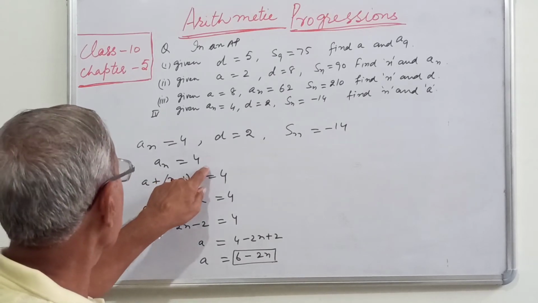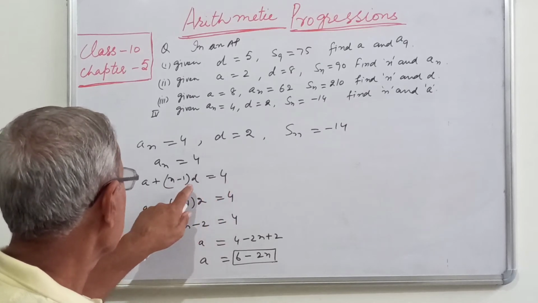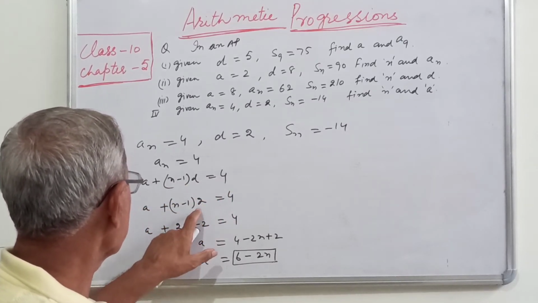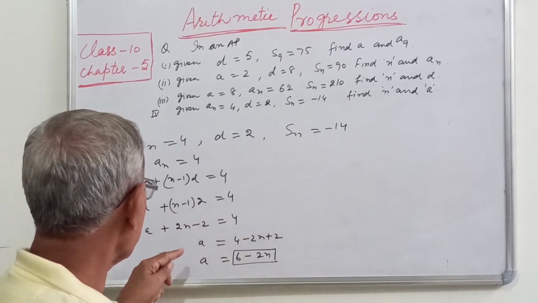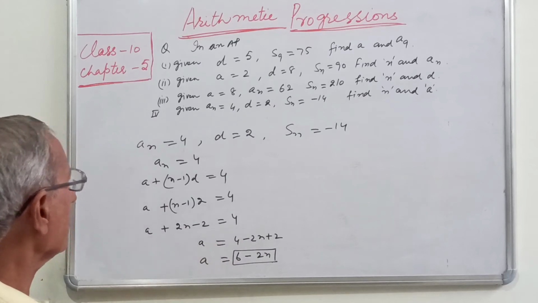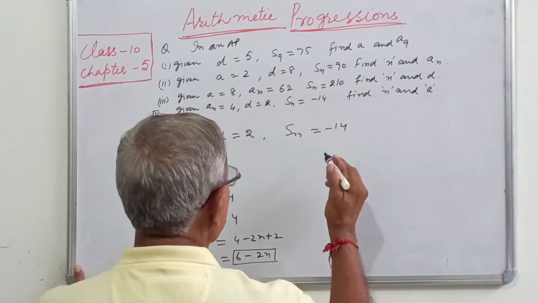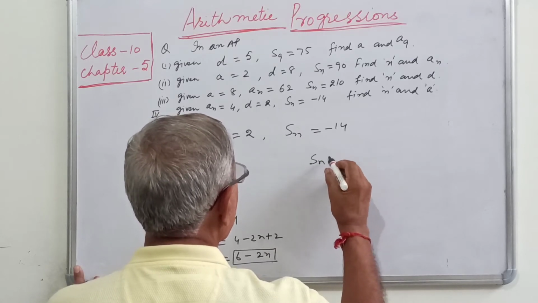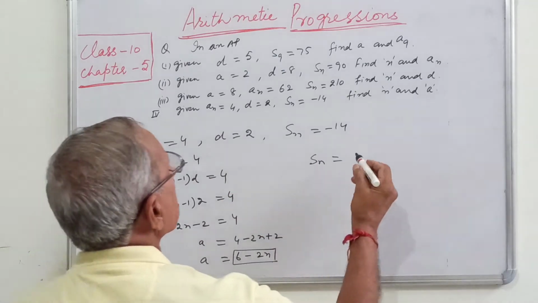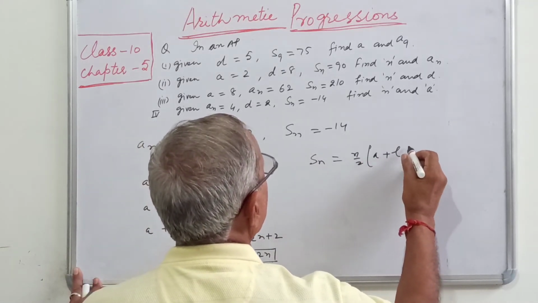an is equal to 4. So a plus n minus 1 into d. So d is 2. So 2 into n, 2n minus 2. So 2 को इधर ट्रांसफ़र किया तो ये हो गया 6. 2n माइनस हो गया तो वैल्यू ऑफ a इज 6 माइनस 2n. So substitute this value in Sn. So Sn is equal to n upon 2 into a plus l.